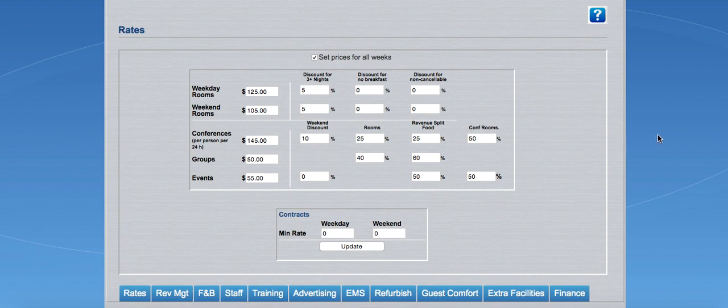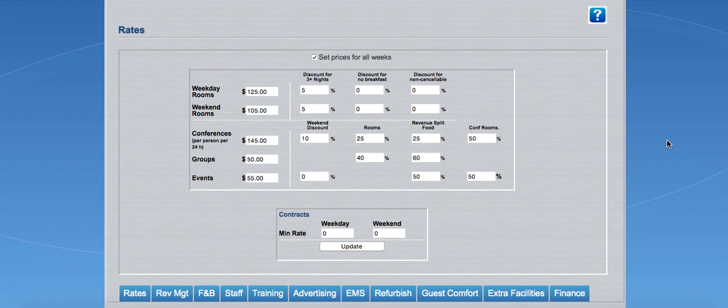So, first of all, we'll have a look at the rates management screen. So here we're going to choose the rates for our hotel. So we can set the rates for weekday and weekend rooms. We can set the conference rate, which is a 24-hour delegate rate. So that includes the bedroom, 3 meals a day, and use of the conference and event space. Do bear that in mind when you're thinking about the pricing. Then we have a group rate and an event rate as well.